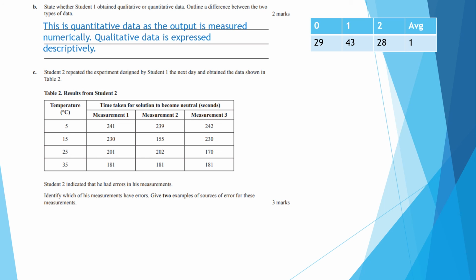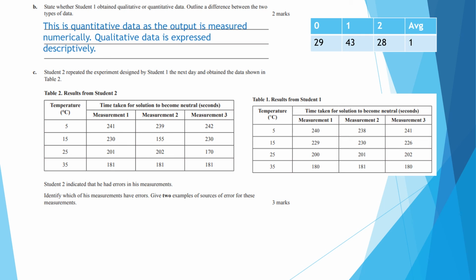In Part C, student number 2 repeated the experiment and their results are displayed in Table 2. He indicated that he had errors in his measurements, and the question asks you to A, identify which of his measurements have errors, and then B, to give 2 examples of sources of errors for these measurements.